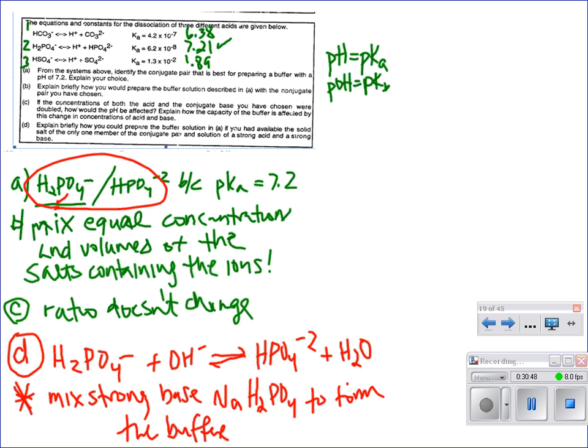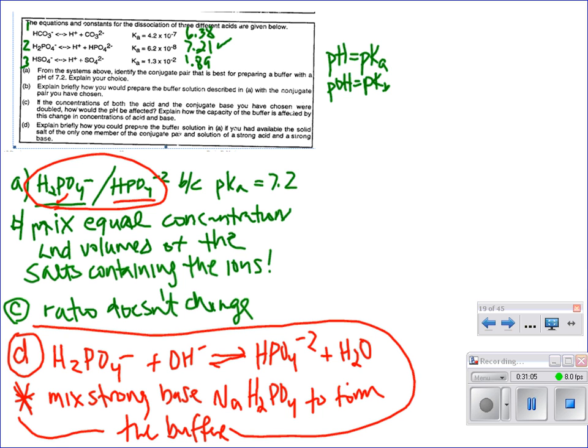So you understand now, if we had chosen the salt on the right, what would we have mixed it with? A strong acid, right. Had we chosen that one, we would have had to add H plus to it. I really like this. This is really showing you understand how these conjugates work.